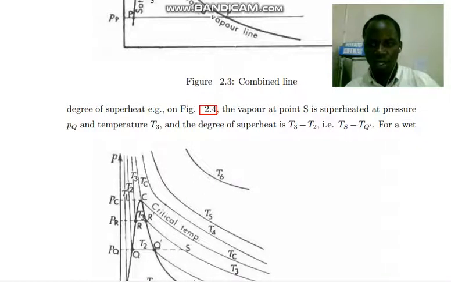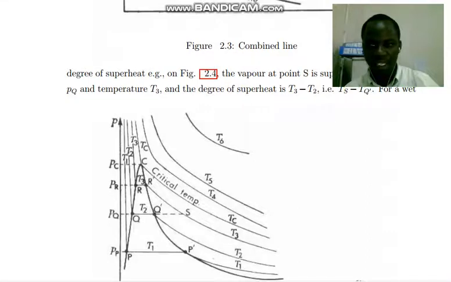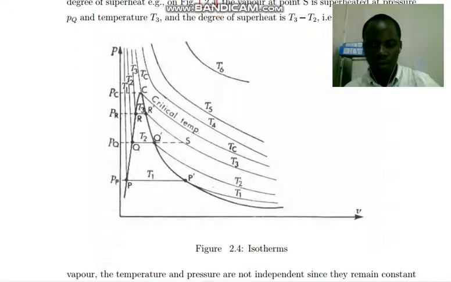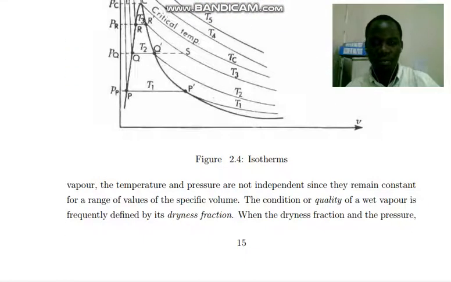The vapor at point S is superheated at pressure PQ and temperature T3, and the degree of superheat is T3 minus T2, i.e. Ts minus Tq prime. And for a wet vapor, the temperature and pressure are not independent, since they remain constant for a range of values of the specific volume.